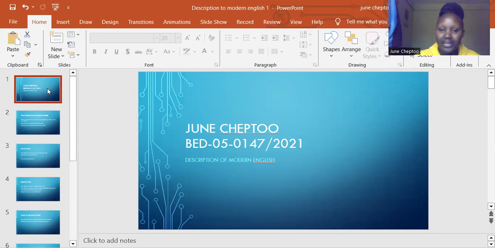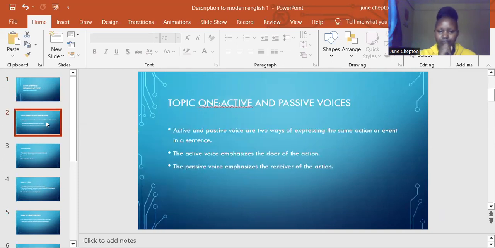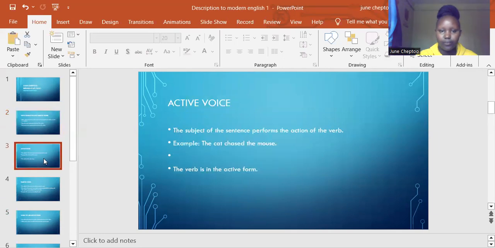We are going through the topic description of modern English, and in topic 1, we are going to look at active and passive voices. Active and passive voices are two ways of expressing the same action or event in a sentence. The active voice emphasizes the doer of the action, while the passive voice emphasizes the receiver of the action.